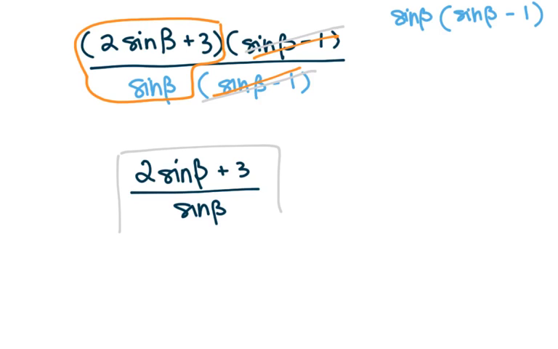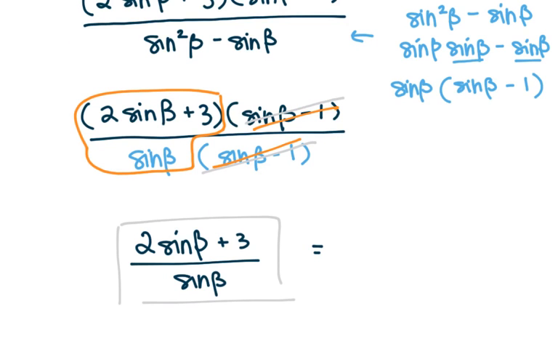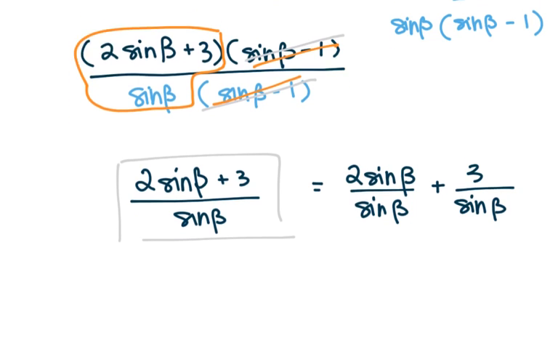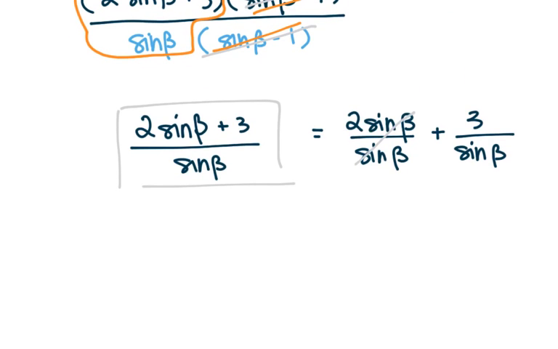And this is completely fine as the final answer, but I want you to recognize I could unadd that fraction, and that's 2 sine of beta over sine of beta plus 3 over the sine of beta. And taking that just a little further, those sine of betas cancel, so I have 2 plus 3, and 3 divided by sine beta could be cosecant beta.